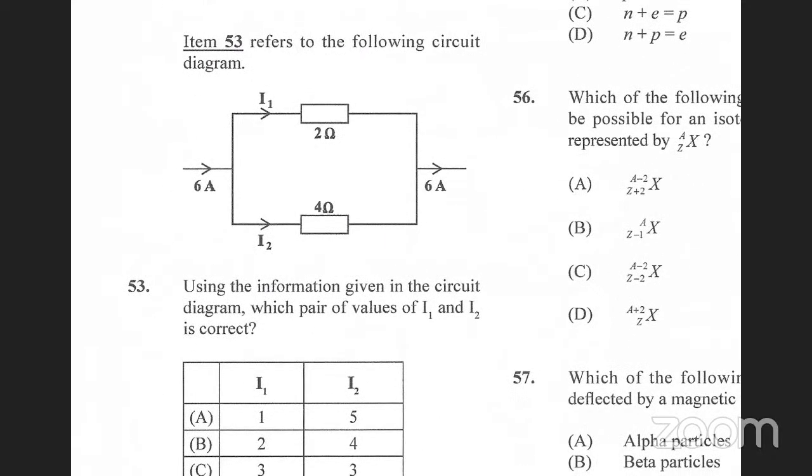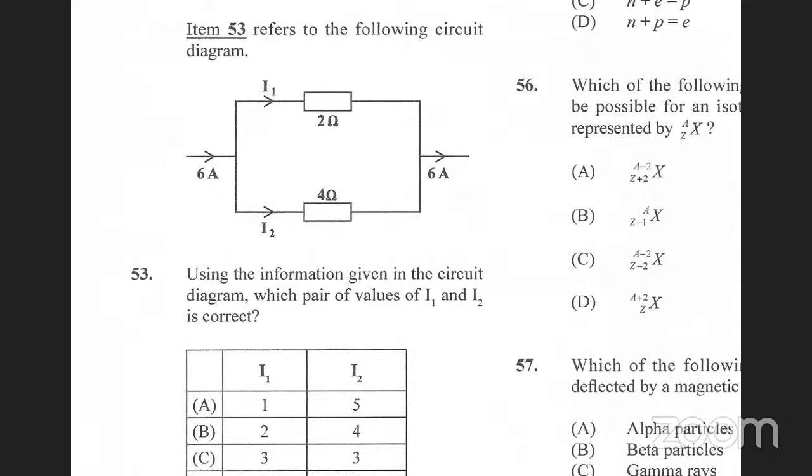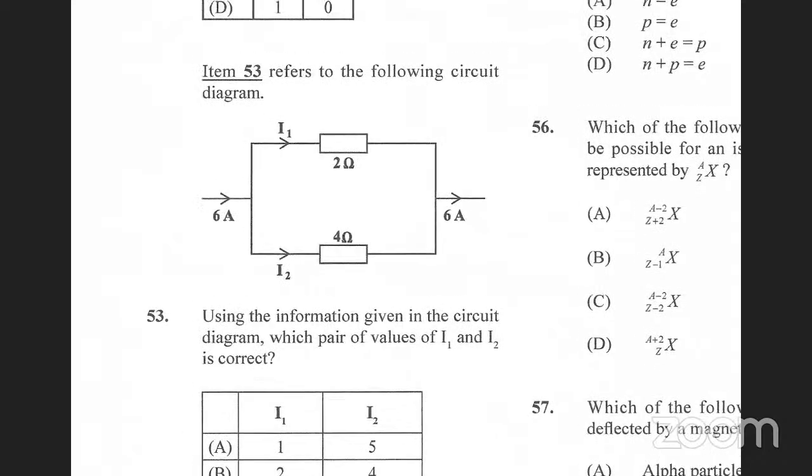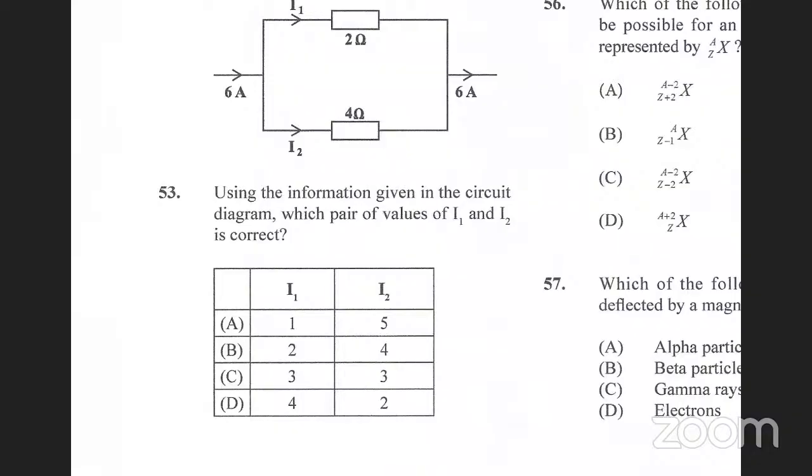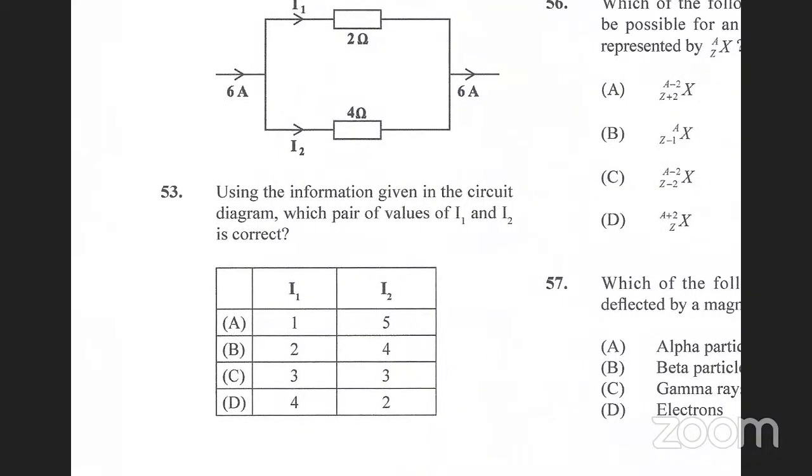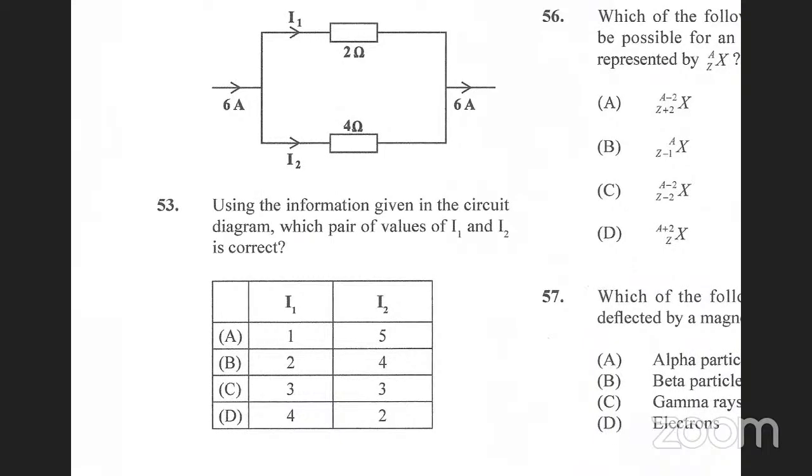53. Using the information given in the circuit diagram, which pair of values I1 and I2 is correct? Right? So remember, this is a smaller resistance and this is a bigger resistance. So what will happen here is that more current will flow here as opposed to here. And it might actually split up in this ratio: 4 amperes on top, 2 amperes below. So basically, you just have to make sure that the current I1 is more, and that's D. 53 here is D.